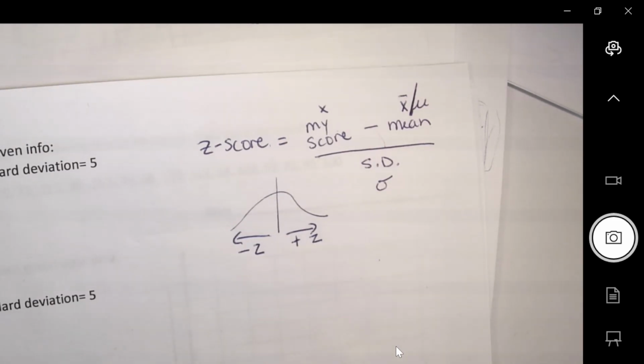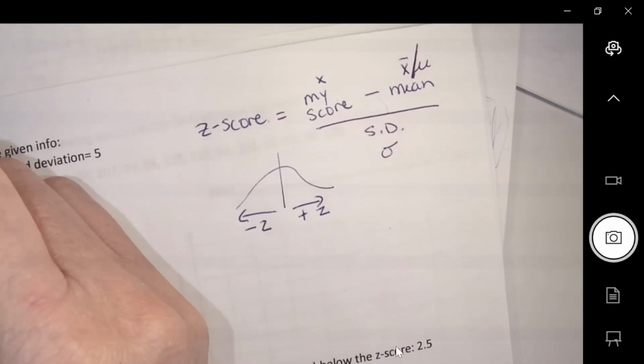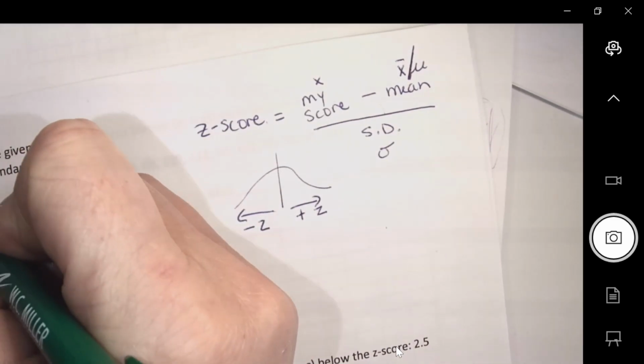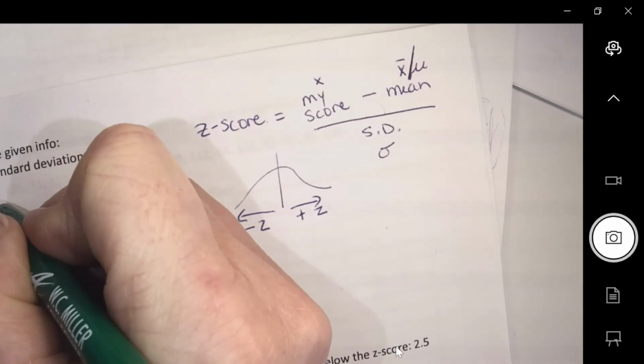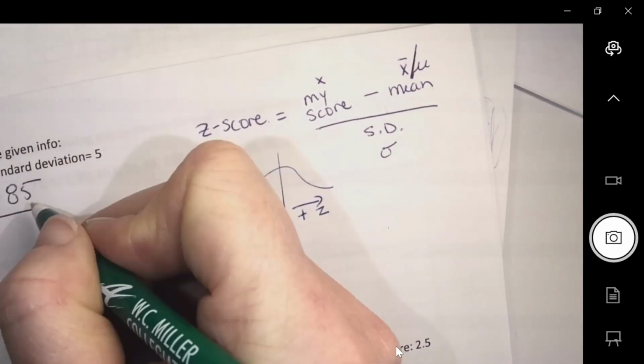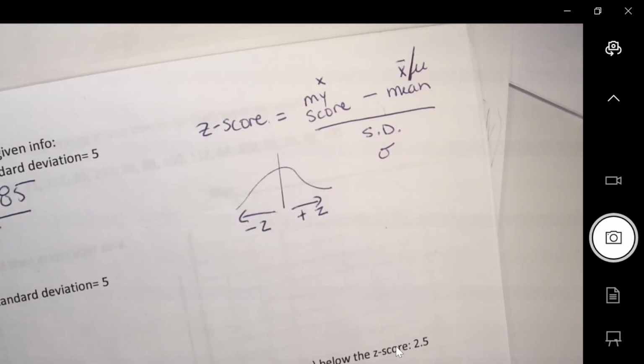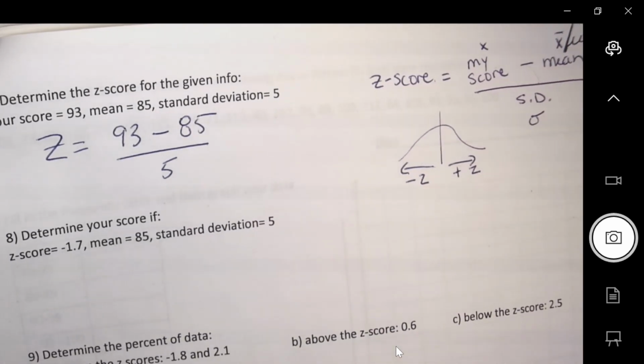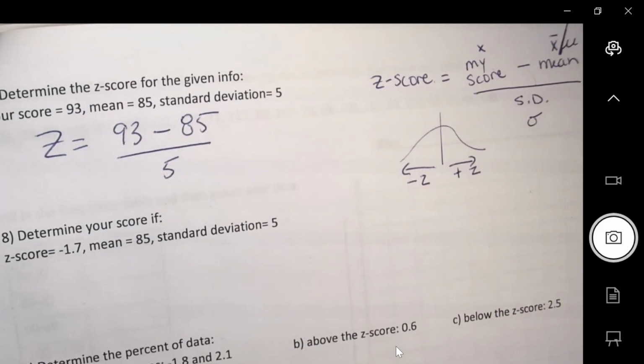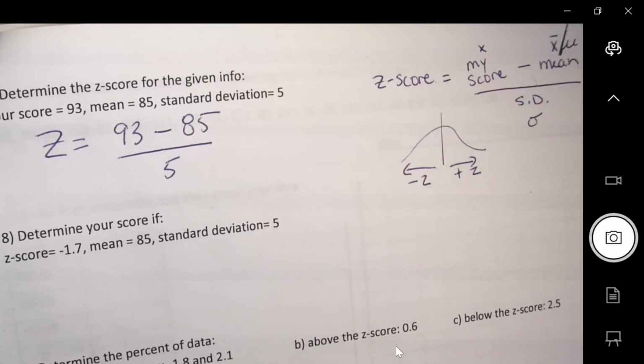Okay, so more than likely there might be a question that makes you go z-score, and the other question might make you go to your score, right? I have the two ways to do it. So what is your z if you scored 93 and the average was 85 over the standard? You're positive, right? Because you're above the average, so you're positive.